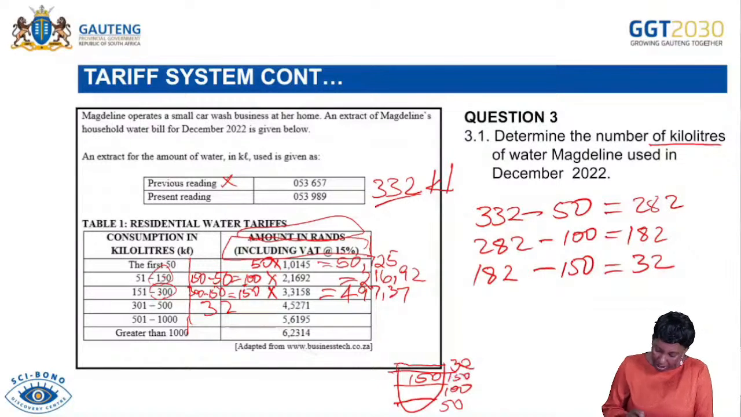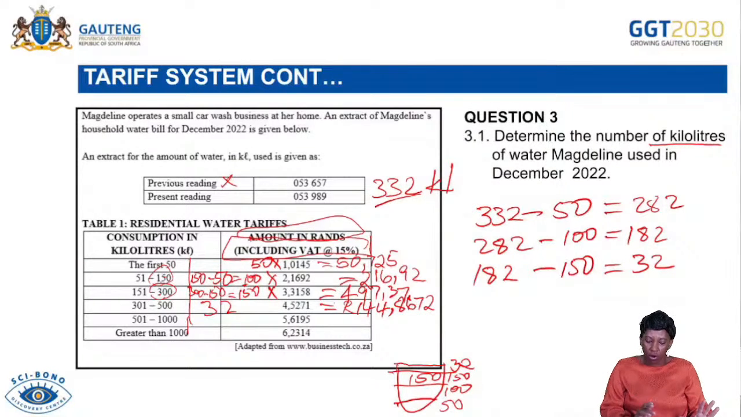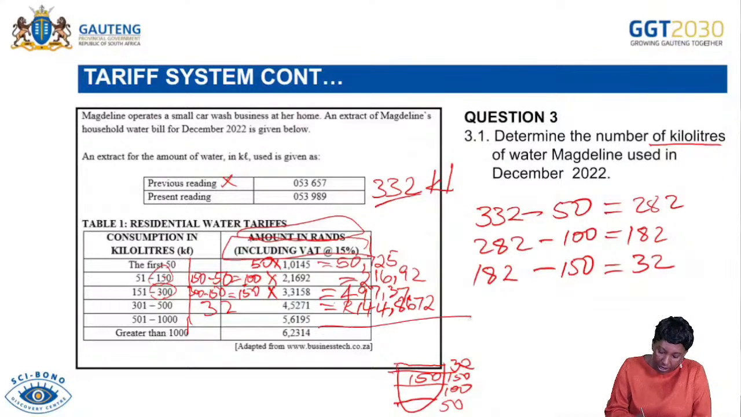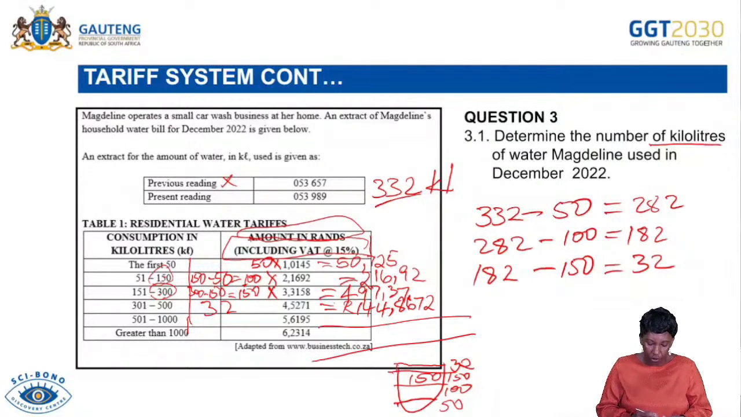So the 32 will go there, because now the 150 is here. So now it will be 32 multiply by 4,5271, and then my answer will be 144 rand, 144,8672. If you can check, I did not round off anywhere. I have to round off the answers at the end. Now, how much did Magdalene spend? Then I have to add all this amount. Then that will be the amount that Magdalene has to pay.